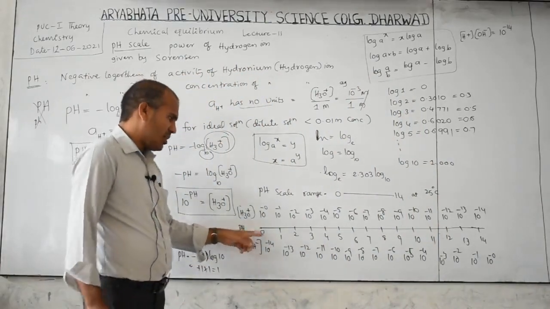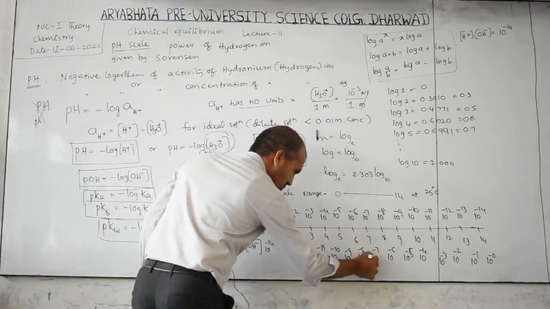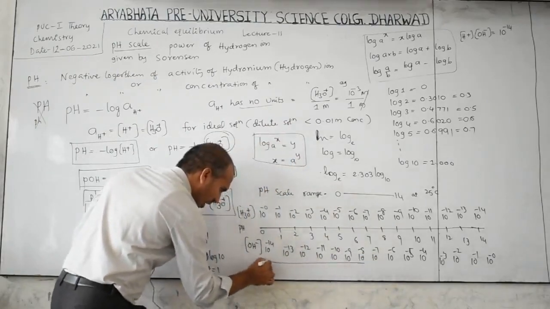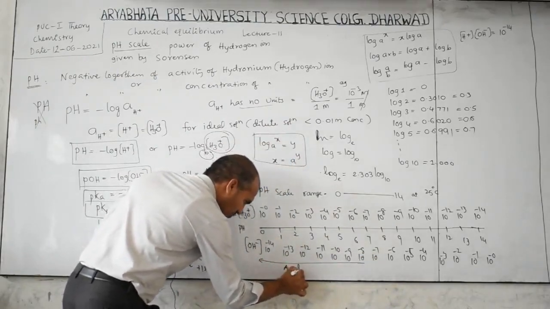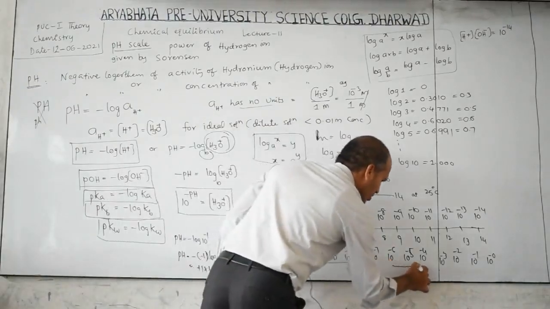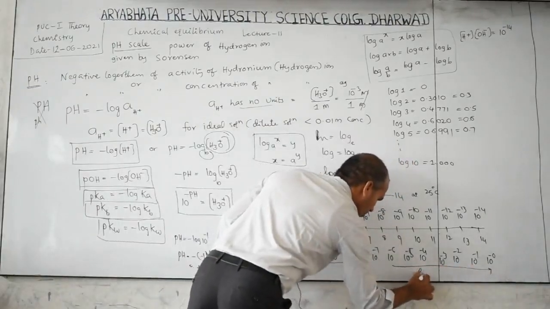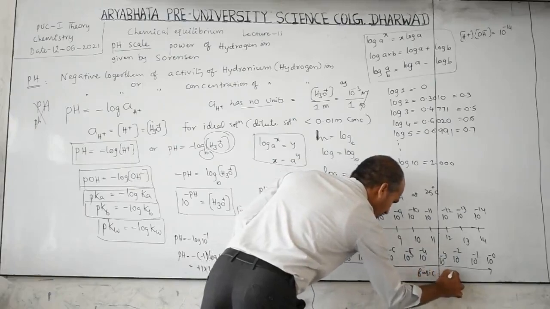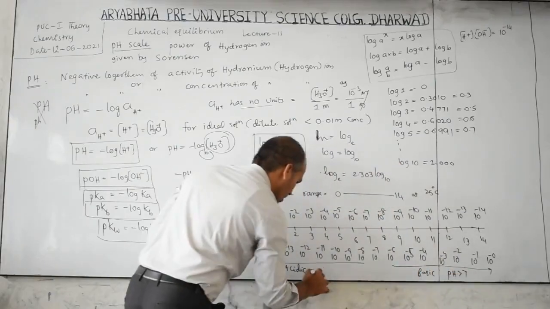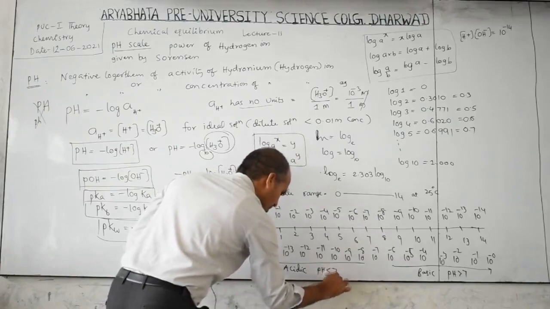So this is the pH scale. Below 7 is known as acidic, above 7 is known as basic. Basic means pH is greater than 7, and acidic means pH is less than 7.